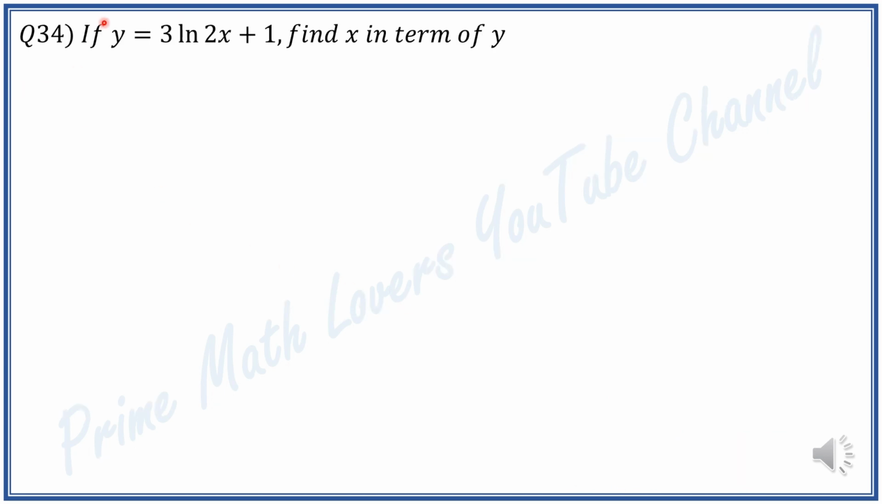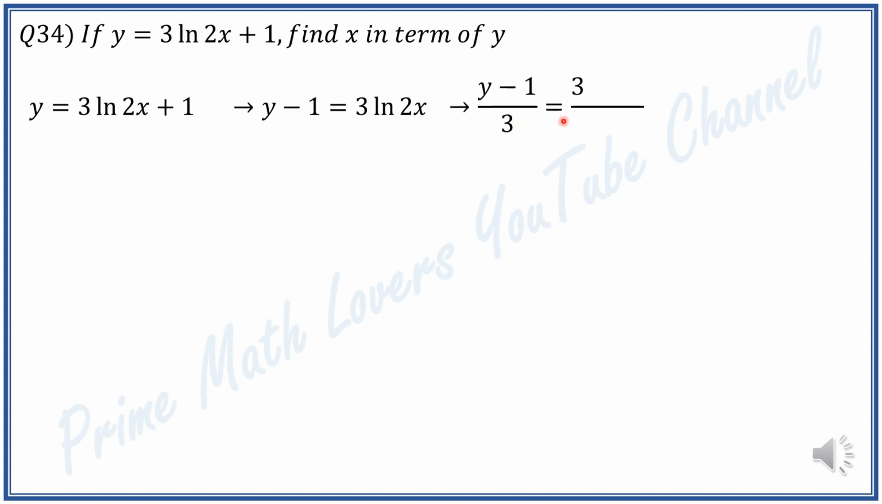Question 34. If y is equal to 3 times ln of 2x plus 1, find x in terms of y. First, we take positive 1 to the other side and it will be negative. So we'll get y minus 1 is equal to 3 times ln of 2x. Then we divide both sides by 3 and we get y minus 1 divided by 3 is equal to 3 times ln of 2x divided by 3. We can cancel 3 in the numerator with the denominator. And we get ln of 2x is equal to y minus 1 divided by 3.